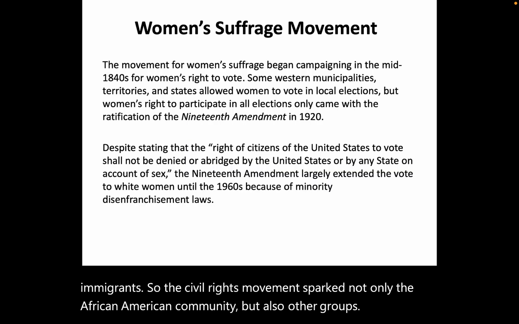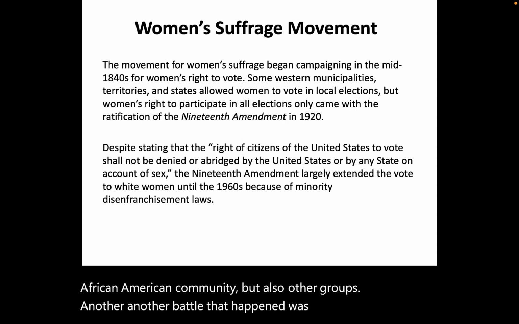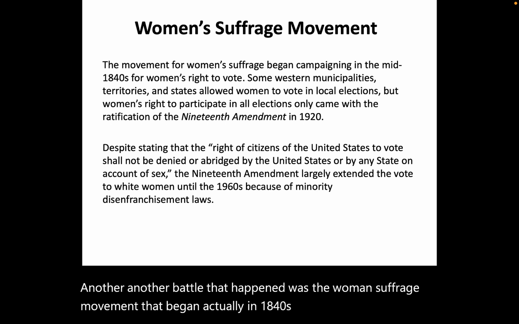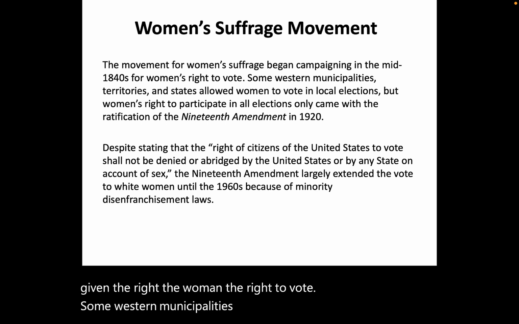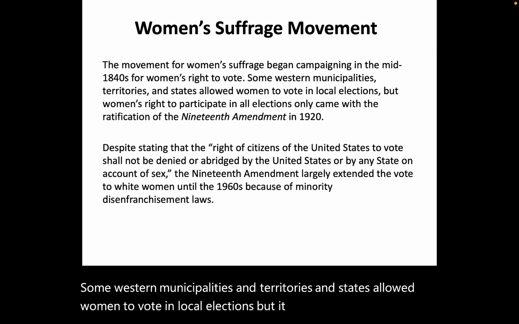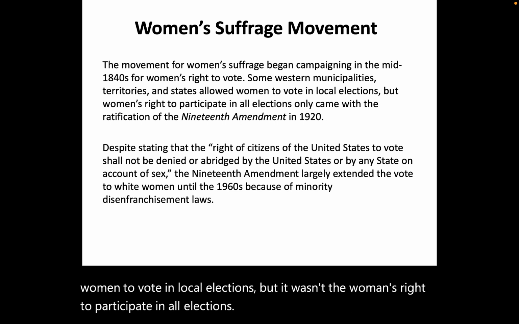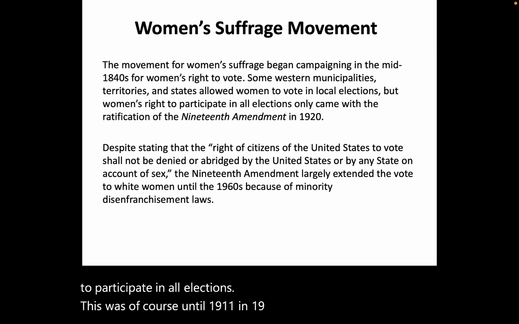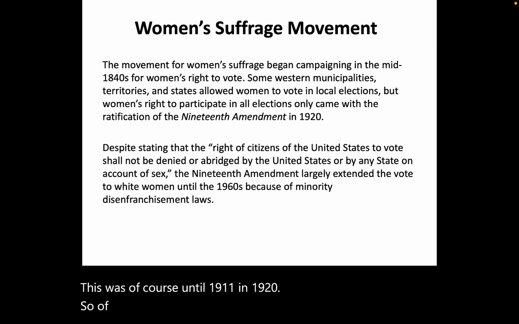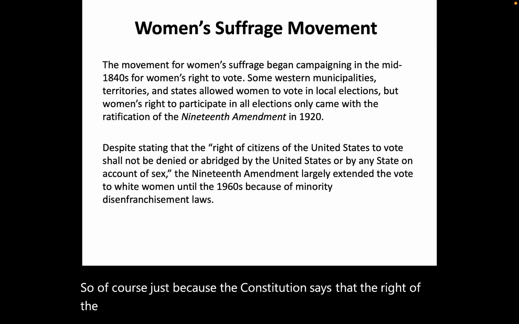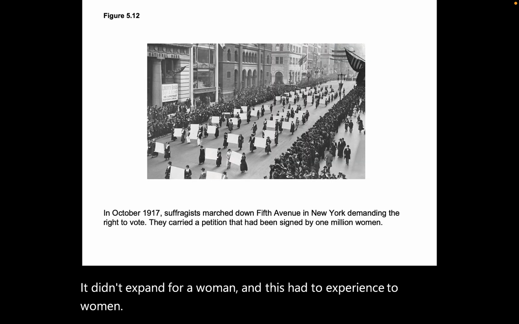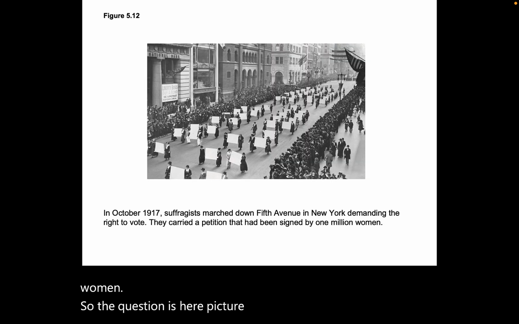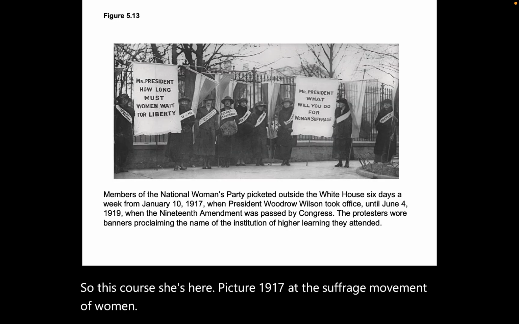Another battle that happened was the women's suffrage movement that began actually in the 1840s, which would have given women the right to vote. Some Western municipalities, territories, and states allowed women to vote in local elections, but it wasn't the women's right to participate in all elections. This was, of course, until 1911 and 1920. Just because the Constitution says that the right of citizens to vote shall not be denied, it didn't expand to women, and this had to expand to women. So, of course, you see here a picture from 1917 of the suffrage movement of women. See another picture here.